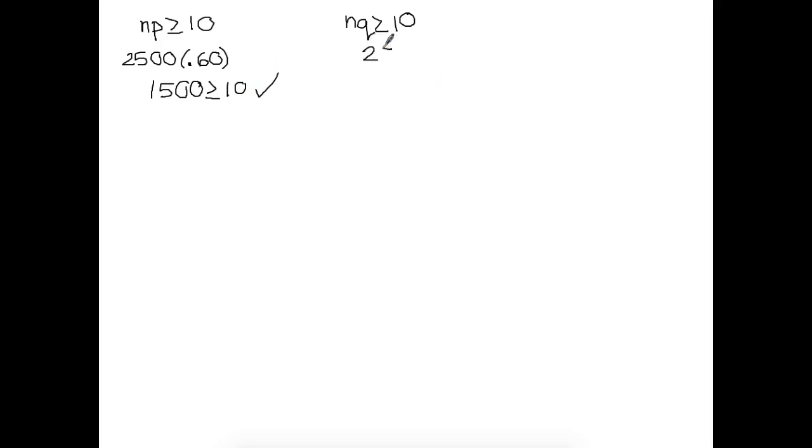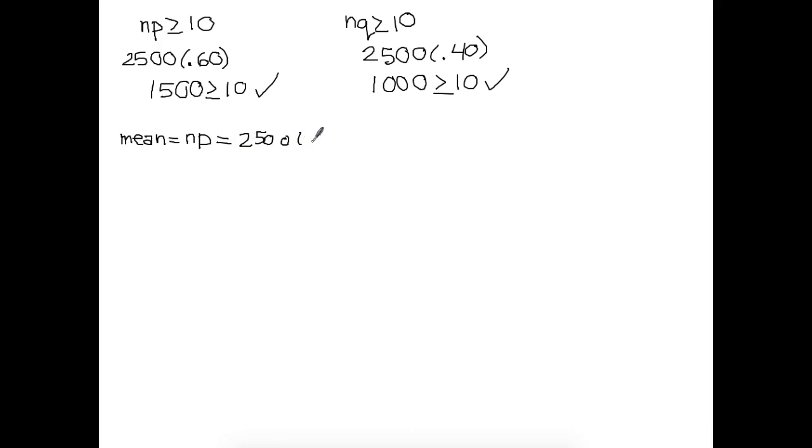Now Q would be 40%. And now we know that's 1,000, which is definitely greater than or equal to 10. So we may proceed. We can approximate with a normal model. So remember, our mean was equal to NP here, which, oh, how spiffy, we already calculated. So that's going to be 1,500.